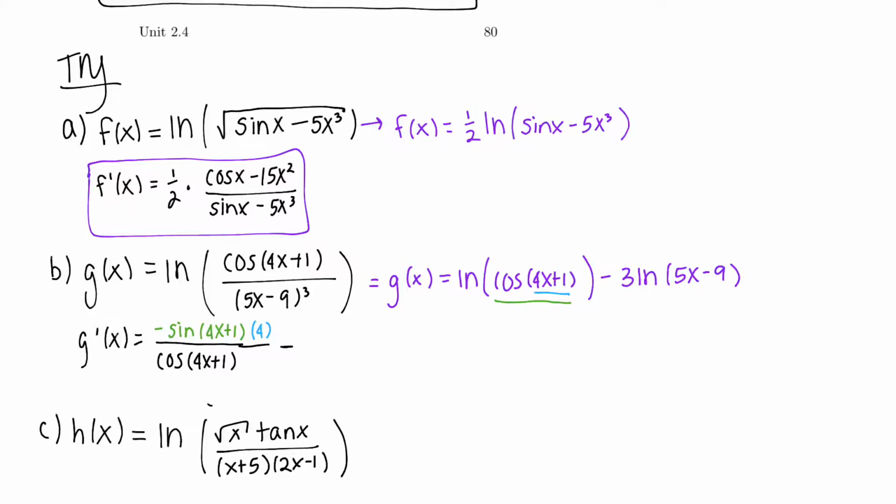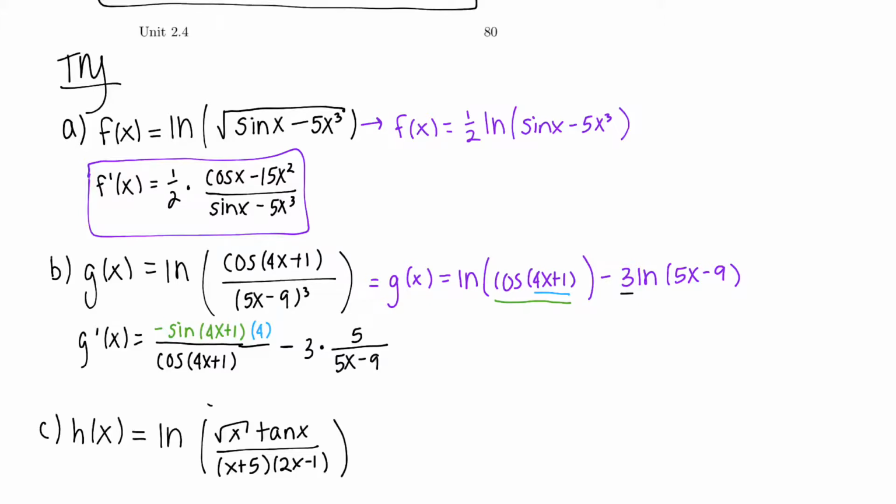Minus, the 3 can just kind of stay out front, that's fine. This 3 right here. And then the derivative of 5x minus 9 is 5, and the inside itself is 5x minus 9.